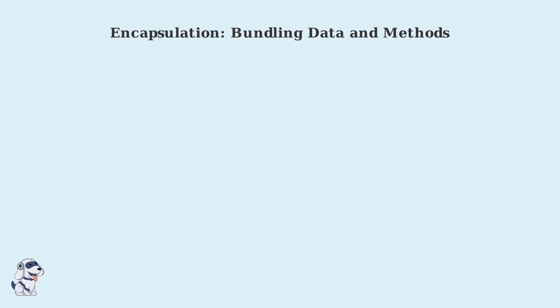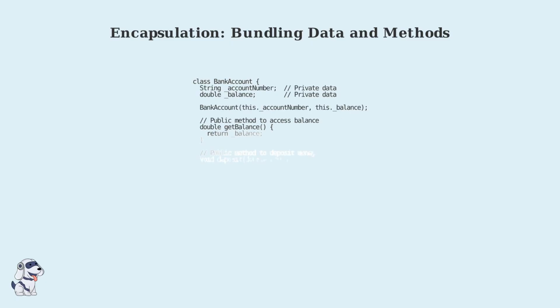Now let's see how this works in Dart code. We'll create a simple bank account class that demonstrates encapsulation principles. Here's a bank account class. Notice the underscore before the balance variable. This makes it private in Dart, which means it cannot be accessed directly from outside the class.